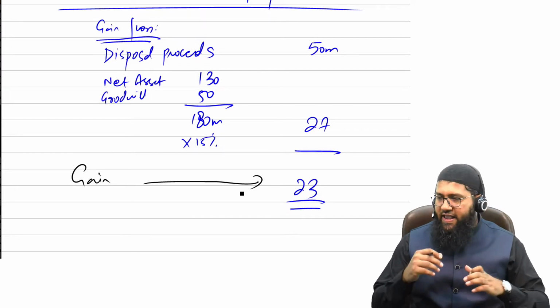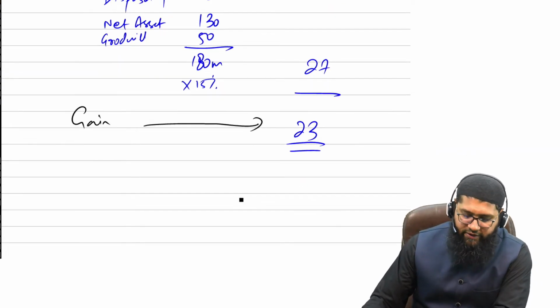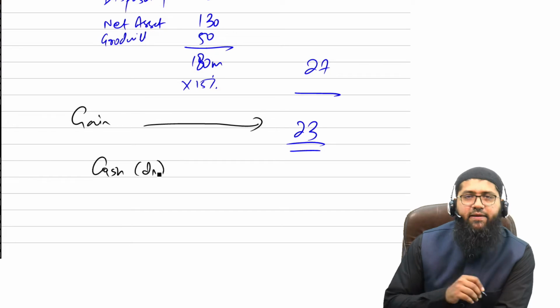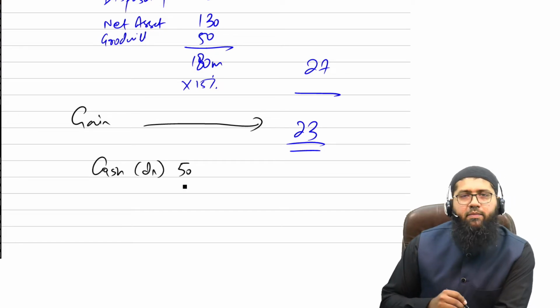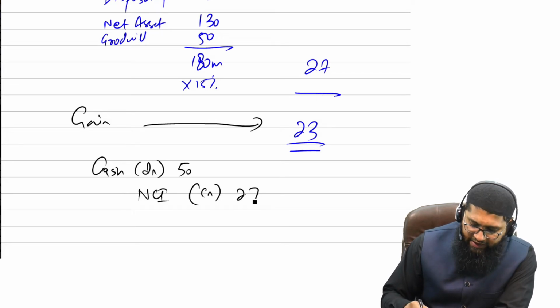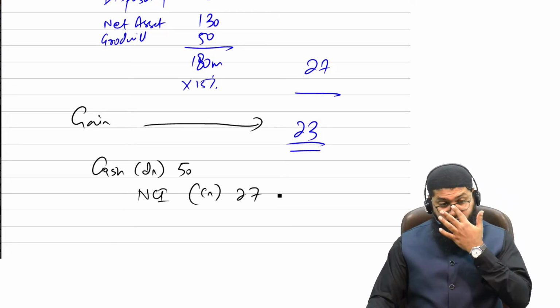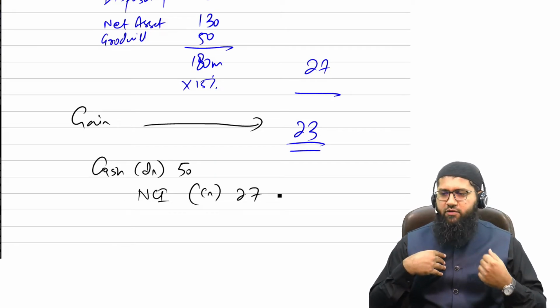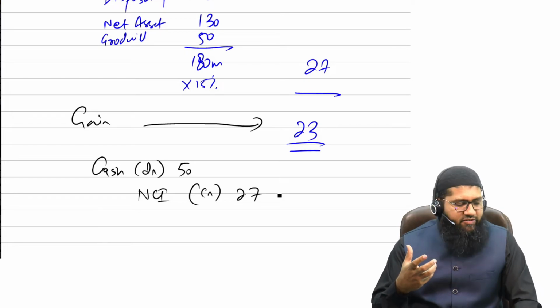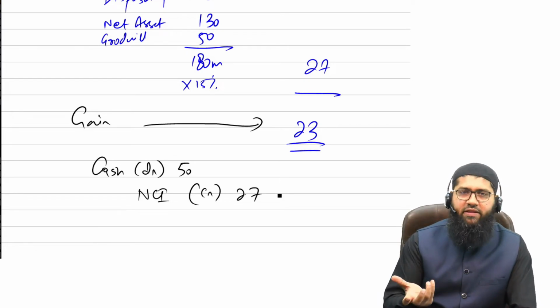When we talk about this gain of 23 million, how would we record it? We would say cash debit by 50 million. We would say the non-controlling interest credited by 27 million. Why? Because if we are disposing off, who's getting the return? Who's getting the shareholding? The non-controlling interest share is increasing.